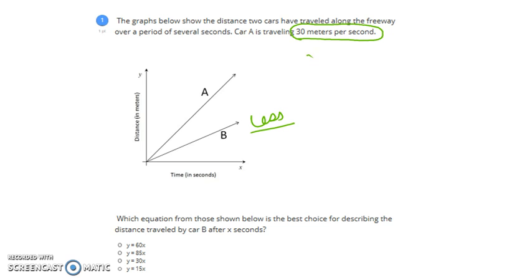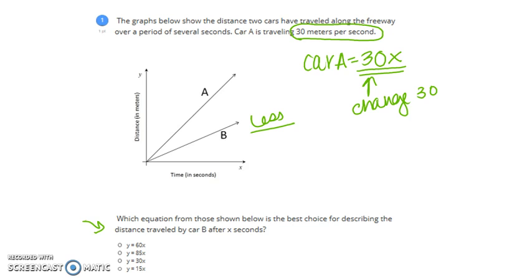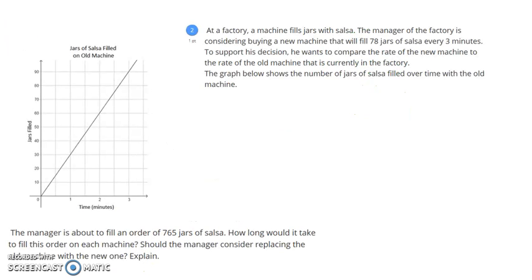So when we want to write car A as an equation, car A is equal to 30 meters every second. So car A's equation can be represented by 30 times x, where our rate of change is 30. So according to these equations down here, which rate of change is less than 30? That would be d, y equals 15x, because it wants the one that's below. Very good. All right, on to number 2.